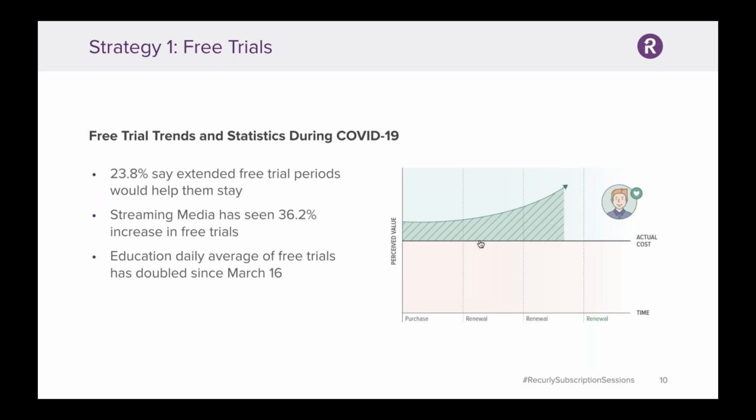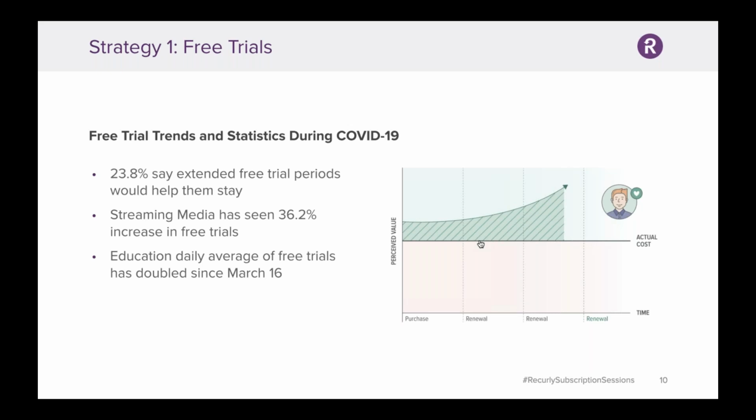In our own data, as we looked through this, we found that over 23% of customers said that if we gave them a little bit longer of a trial, they would stay. So again, this is very recent data, looking at what's been happening since COVID-19, so since about mid-March.